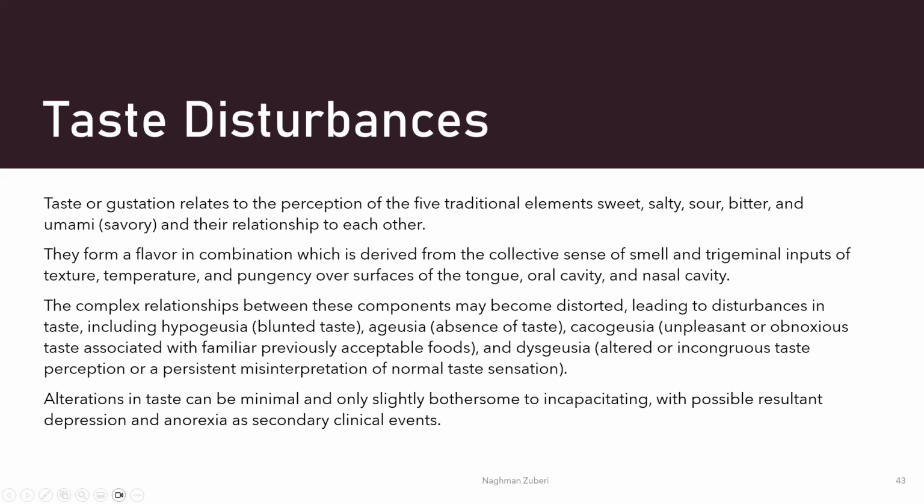The complex relationships between these components may become distorted, leading to disturbances in taste, including hypogeusia, which means blunted taste; ageusia, absence of taste; cacogeusia, unpleasant or obnoxious taste associated with familiar, previously acceptable foods; and dysgeusia, altered or incongruous taste perception, or a persistent misinterpretation of the normal taste sensation. Alteration in taste can be minimal and only slightly bothersome, to incapacitating, with possible result in depression and anorexia as secondary clinical events.